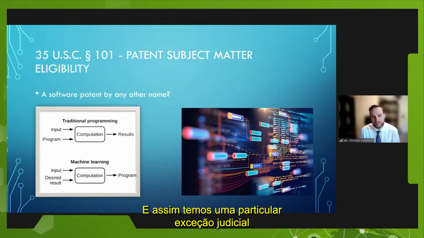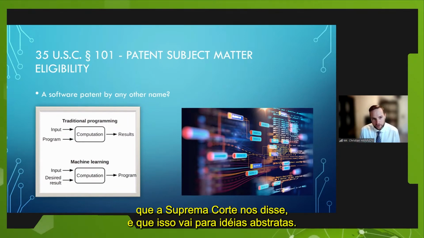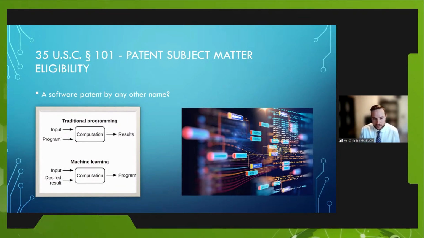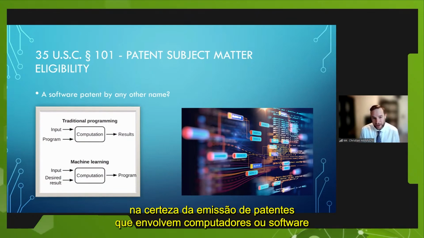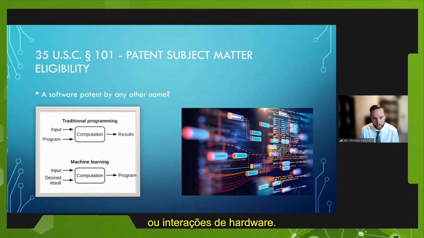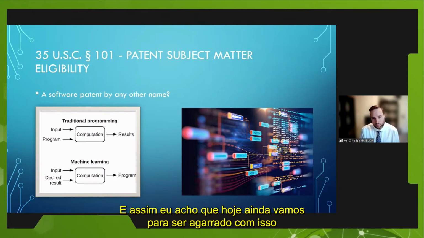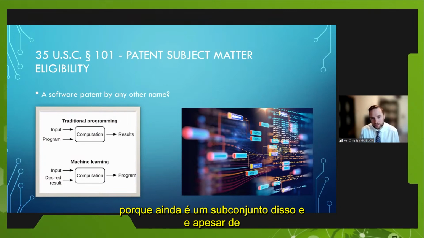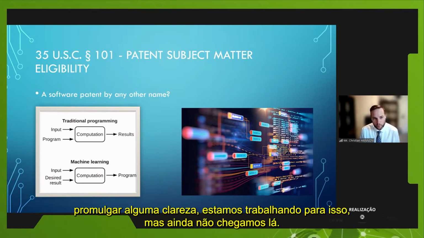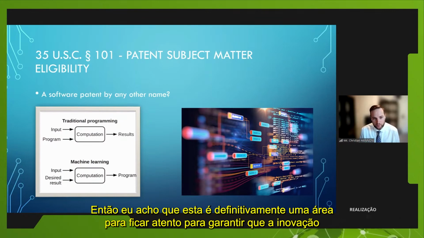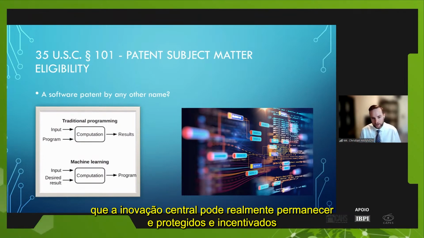And so we have one particular judicial exception that the Supreme Court has told us about, and that goes to abstract ideas. Abstract ideas has created a lot of issues in the certainty of issuance of patents that involve computers or software or hardware interactions. I think today we're still going to be grappling with that because AI is still a subset of that. Despite many attempts to get the Supreme Court to come back or have Congress enact some clarity, we're working on it, but we're still not there yet. So this is definitely an area to stay tuned to, to make sure that those core AI innovations can really remain patent protected and incentivized.